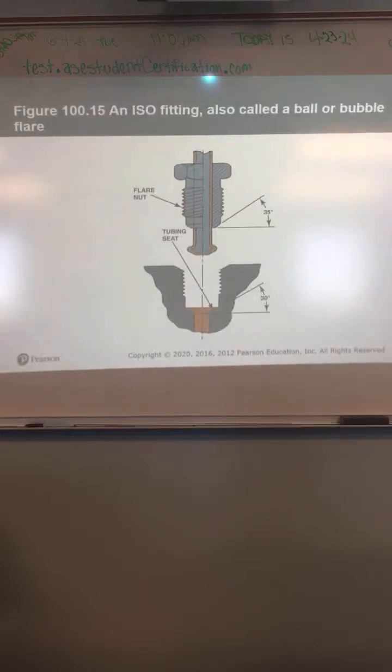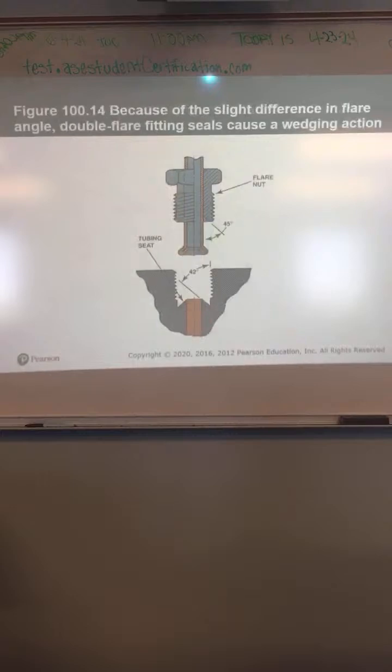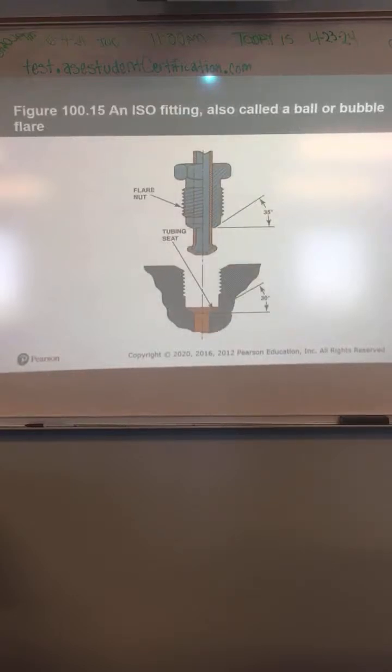That's the other type. This is the double flare, they call that one. This is the ISO or ball bubble flare.